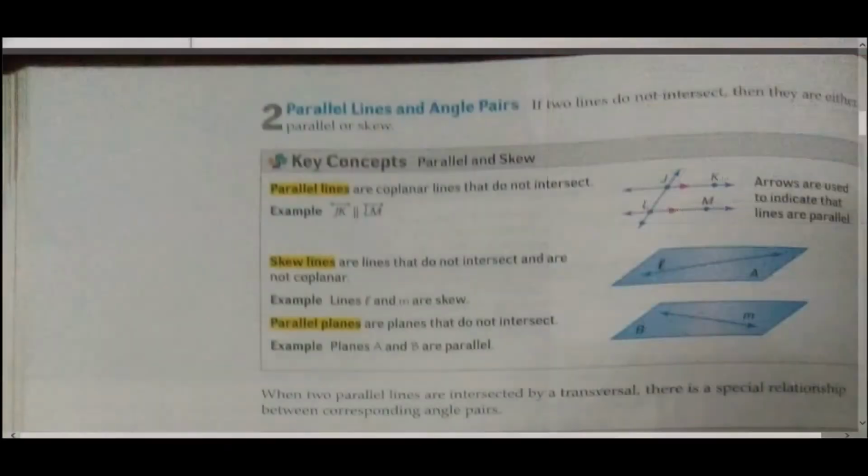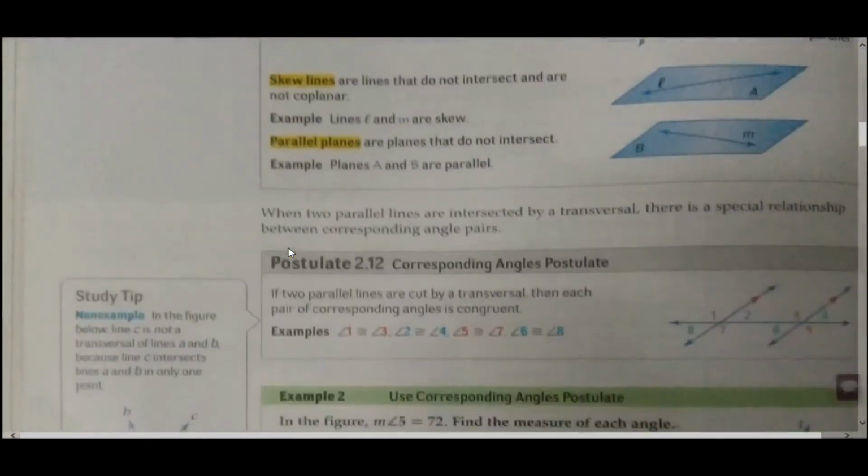So I'm going to quickly blow this up so you can write this down, and then we'll move on to the definitions. So go ahead and pause the video, make sure you can write it. It's right there. And so parallel lines are coplanar lines that do not intersect. Skew lines are lines that do not intersect and are not coplanar. Parallel planes are planes that don't intersect. Okay?